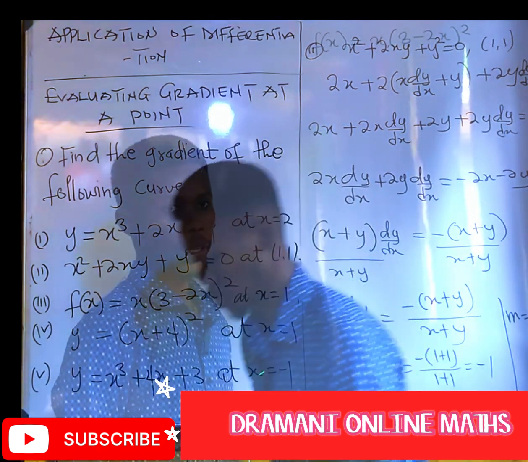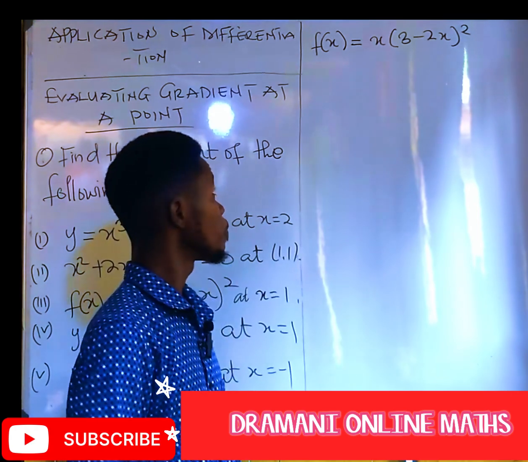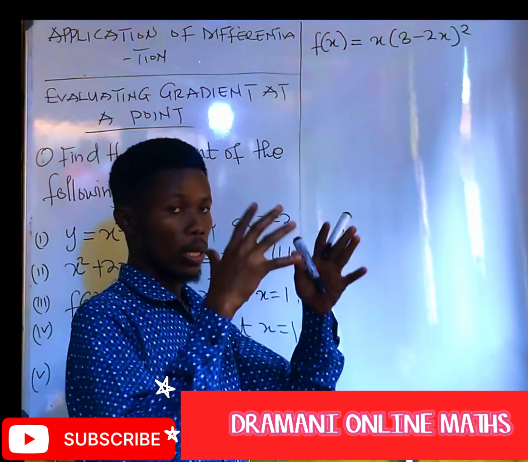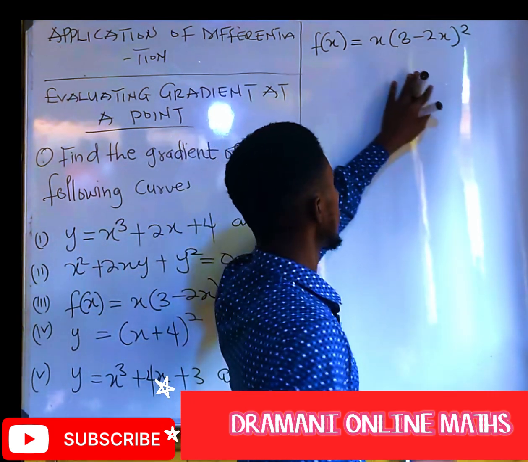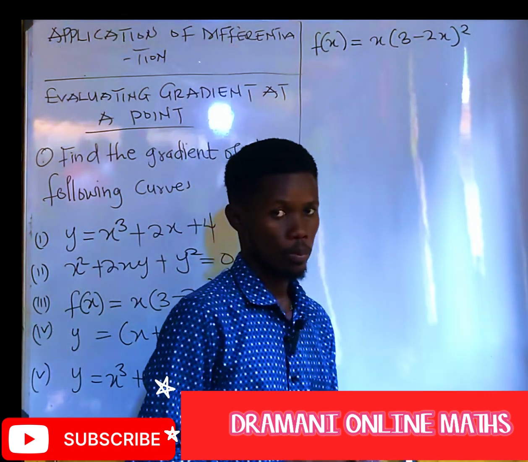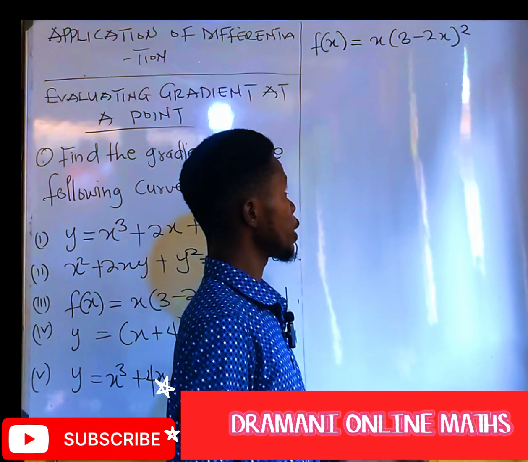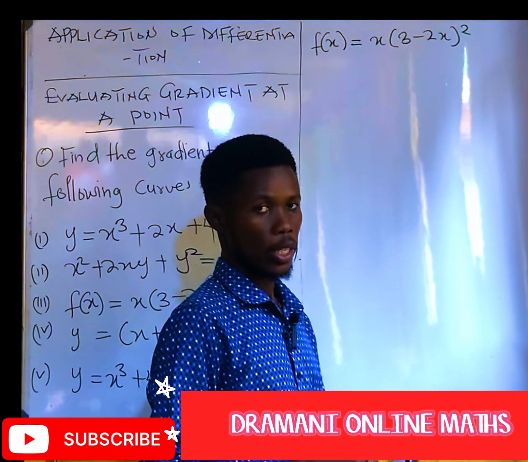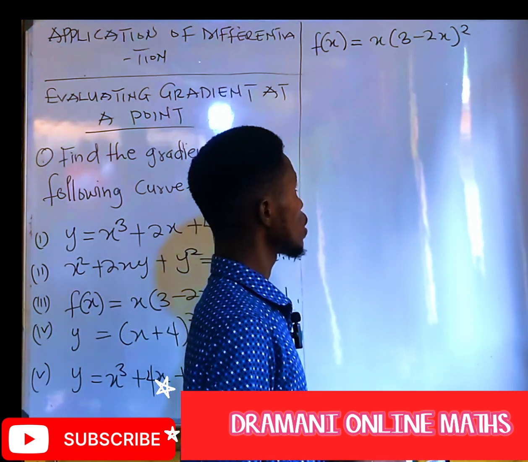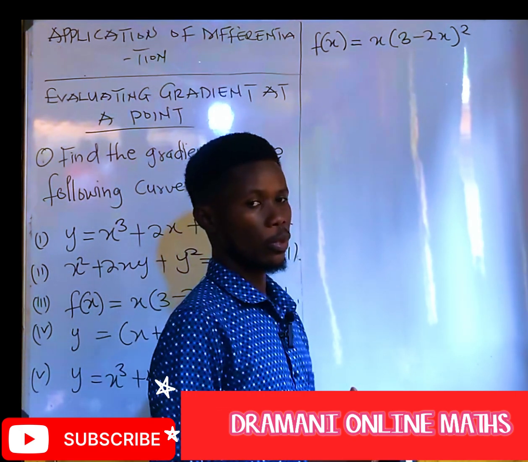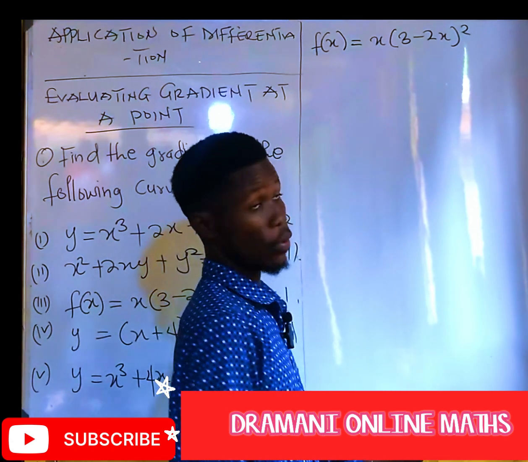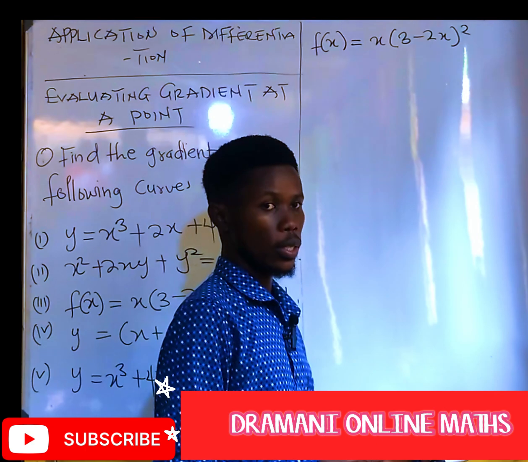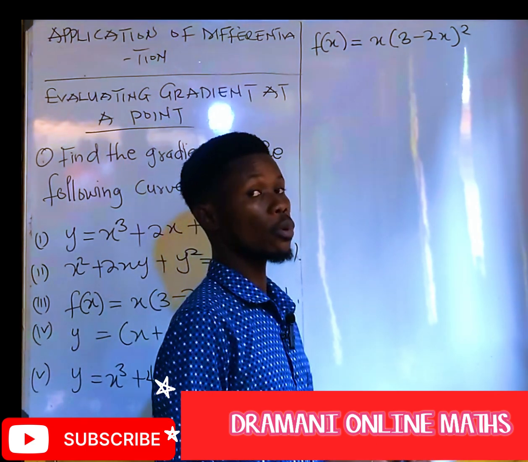Okay, now let's look at the third example. f(x) equals x times (3 minus 2x) all squared. What happened here is very simple. This is a product rule and also a function in a function, that's the chain rule. I can just look at it and differentiate it, but maybe you will suffer before doing this. So it's a combination of a chain rule and a product rule.